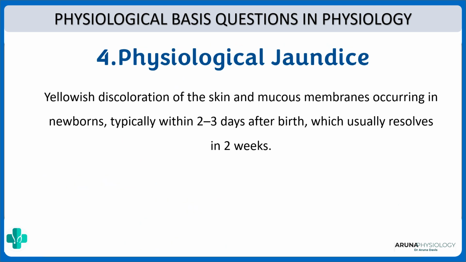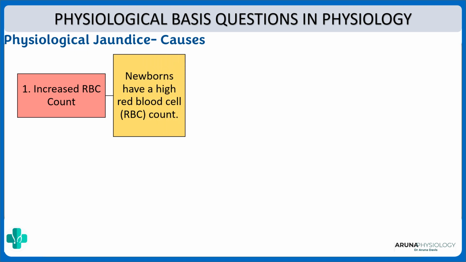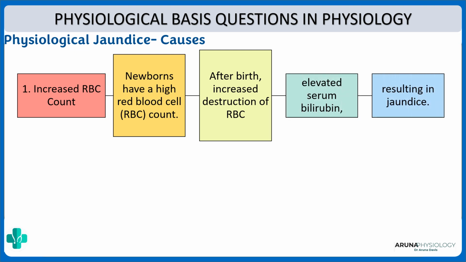Next question, physiological jaundice. What is the physiological basis of physiological jaundice? We know that physiological jaundice is a yellowish discoloration of skin and mucous membrane occurring in newborns, typically 2 to 3 days after birth, and it usually resolves within 2 weeks. So what are the different physiological causes of this physiological jaundice? First of all, we have increased RBC breakdown for these babies because their number of RBCs is higher. So naturally after birth there is increased destruction of RBC, which means there will be elevated serum bilirubin, and thereby it can result in jaundice.